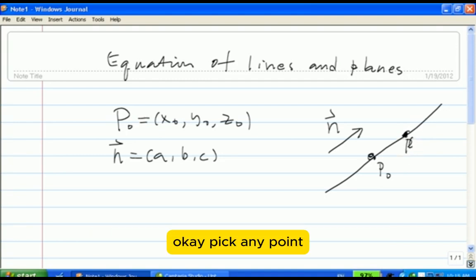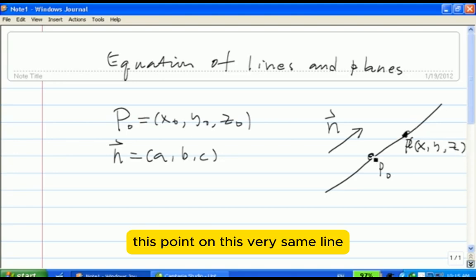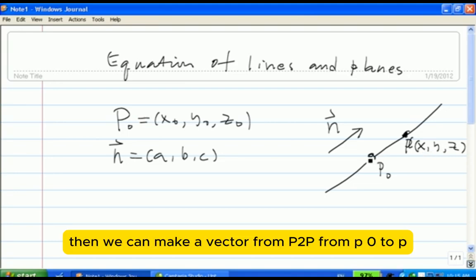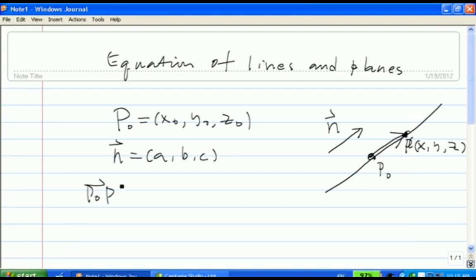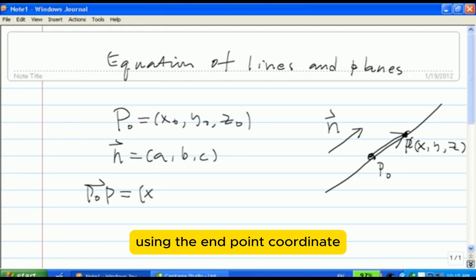We'll pick any point, say P, with coordinates x, y, z. This point is on this line, so it must satisfy some equation. That's what we're looking for. If this point is on the line, then we can make a vector from P0 to P. We know how to find a vector between two points: using the endpoint coordinates, subtract the starting point coordinates.